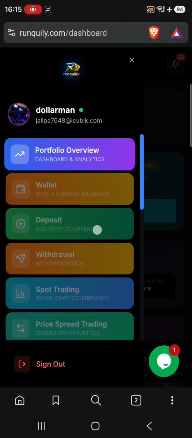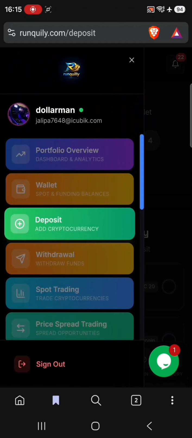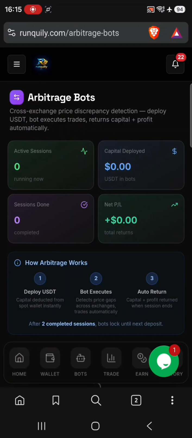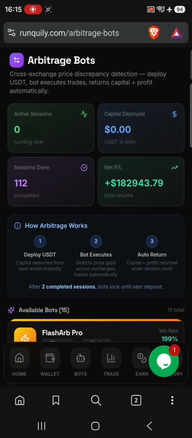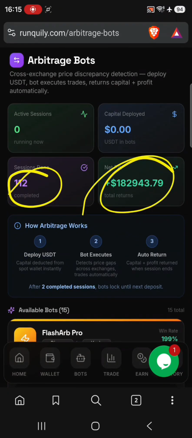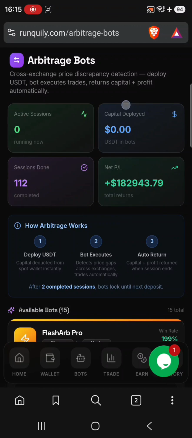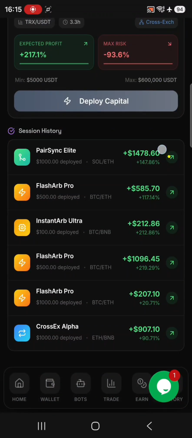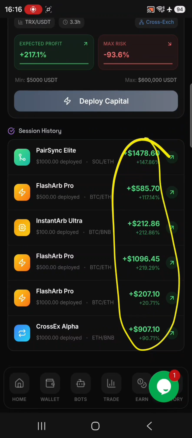After depositing to your Tranquilly account, just come and click on arbitrage bots. Remember, we are trading crypto arbitrage. So you click on arbitrage bots. You can see I have made 112 complete sessions, and this is the net profit that I have been making. Some are small, some are big, and I can show you some of the profits here.